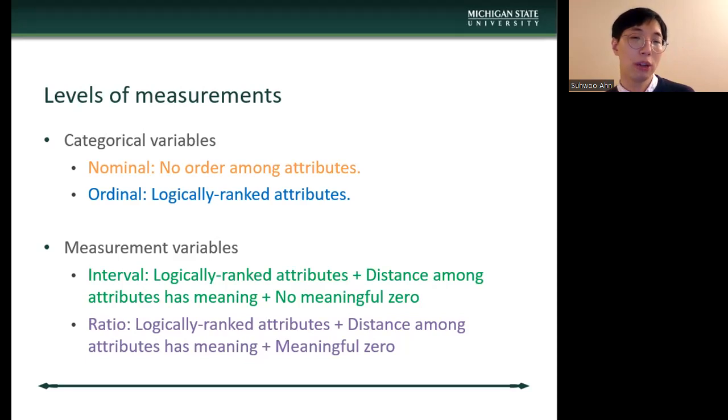However, in the ratio measure, the attributes are logically ranked, ordered, and the distance among attributes has a meaning. Another big characteristic is that in the ratio measure, the 0 has a meaning. 0 means nothing. I have 0 money, which means that I don't have any money. I will take 0 communication courses this semester, which means that I will not take any courses in the communication department. So in the ratio measure, 0 has a true meaning, or the 0 means nothing. In this way, you can review these 4 levels of measurement to prepare for exam 2.